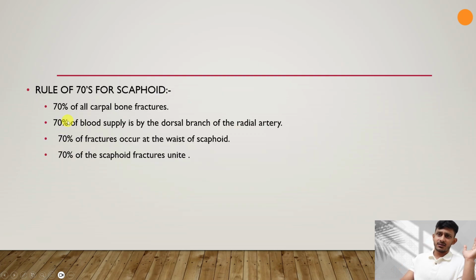It's just an interesting point. So rule of 70 for scaphoid. 70% of all carpal bone fractures are scaphoid fractures. 70% of the blood supply is by the dorsal branch of the radial artery. And 70% of fractures occur through the waist of the scaphoid, and 30% of scaphoid fractures tend to unite. So this is the rule of 70. Just an interesting point.